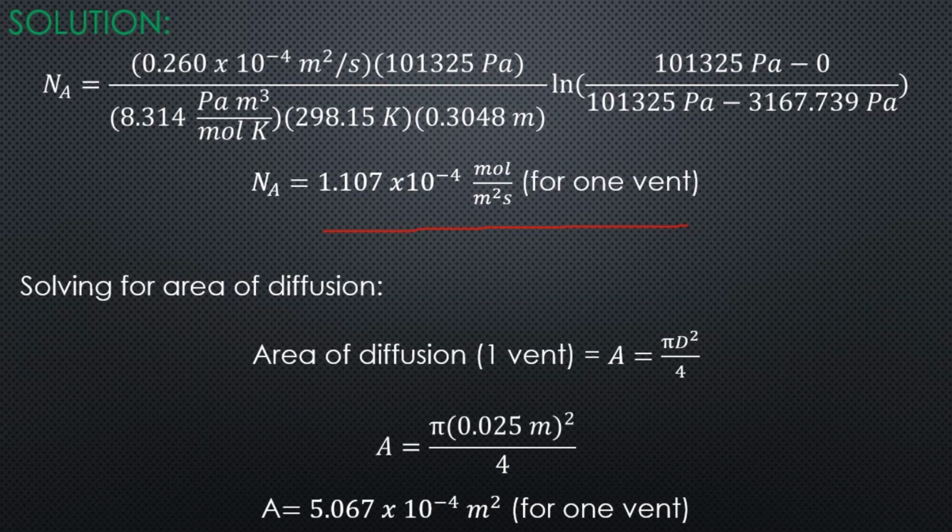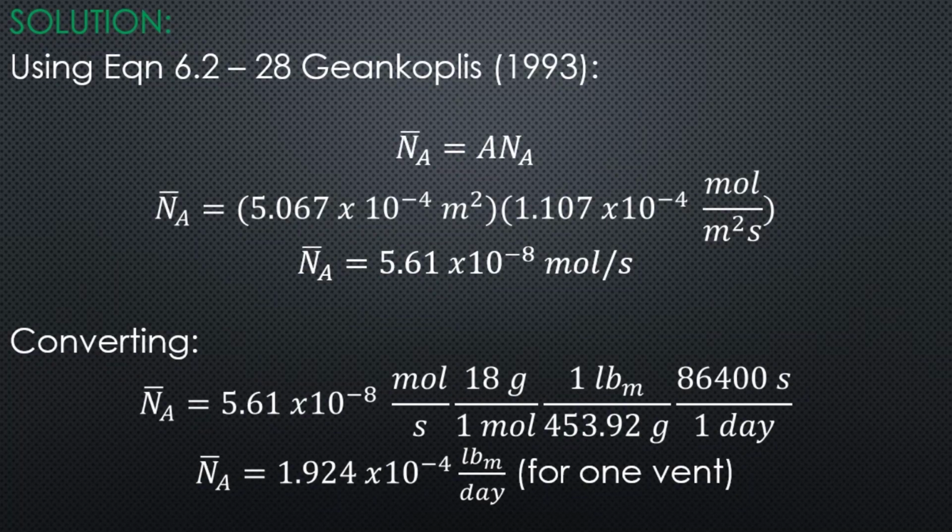Now, we solve for the area of diffusion, which is the cross-sectional area of the vent, pi d squared divided by 4. Plugging in the value for d, we have the area of 5.067 times 10 to the negative 4 square meters. We note that this area is for one vent only. Once we have the mass flux and the area, we can now solve for the molar flow rate of water using equation 6.2-28 from John Copley's 1993. Plugging in the mass flux and the area, we have a molar flow rate of 5.61 times 10 to the negative 8 mole per second.